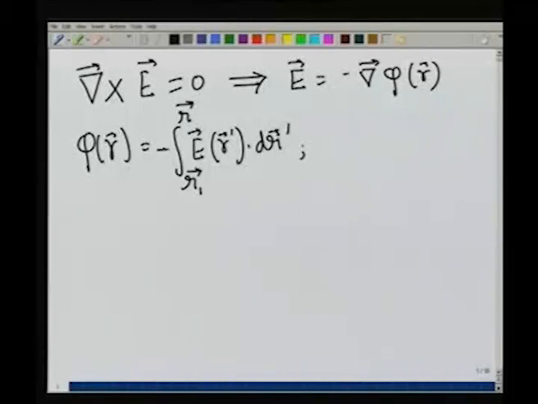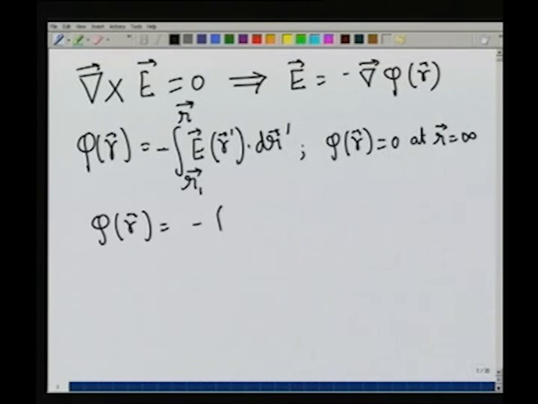So, once we remember that, I also made a statement that we can, without any loss of generality, choose my potential to be 0 at r equal to infinity. So, phi of r equal to 0 at r equal to infinity. If we did that, we can immediately write my phi of r to be minus integral from infinity to the point r of E of r prime dot dr prime.